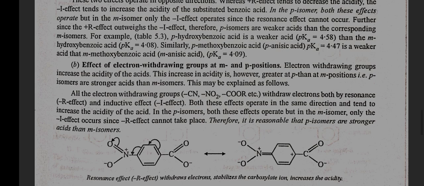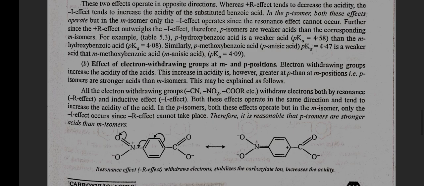Para-hydroxybenzoic acid is a weaker acid than the meta-hydroxybenzoic acid. Similarly, para-methoxybenzoic acid is a weaker acid than the meta-methoxybenzoic acid. Effect of electron withdrawing group at meta and para position.